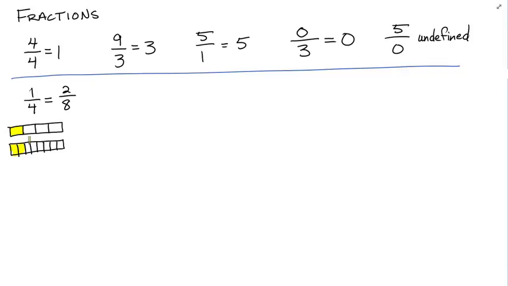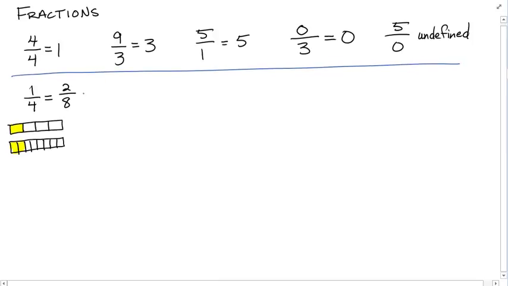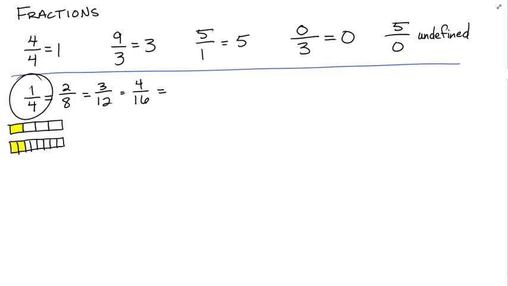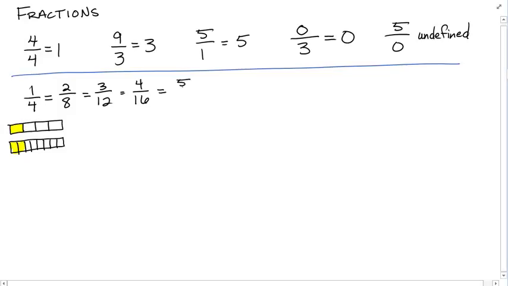And so the same fraction can be written in many different forms. 1/4 is the same as 2/8. It's also the same as 3/12, 4/16, and you might see how I'm getting these. For instance, the next one I can get by taking 1/4 and multiplying the numerator and the denominator by 5, and I get 5/20. And this list could go on forever. All of these fractions are the same.